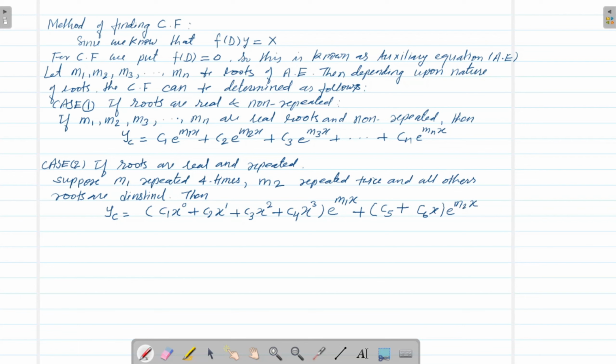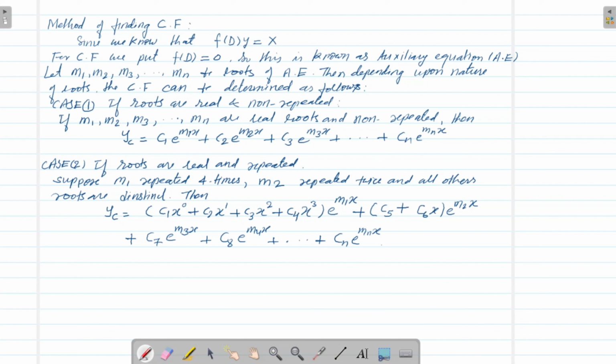And all other roots are distinct, so we write, since c5 and c6 are already taken, c7 e raised to m3x plus c8 e raised to m4x and so on up to cn e raised to mnx. So if roots are real and repeated, we can write the complementary function this way.